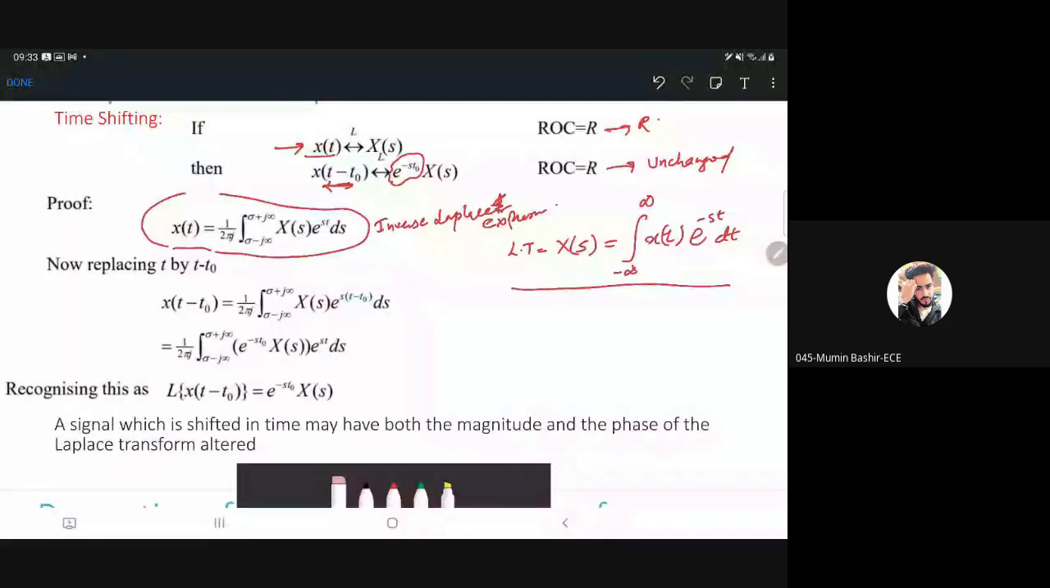Now see, I will mark this equation as equation A and this is equation B. If you compare equation A and equation B, you will see that here in this expression you have X of s, and here you have e to the power minus st naught X of s. The remaining terms are the same. I said that is an inverse Laplace expression, so this is also an inverse Laplace expression.